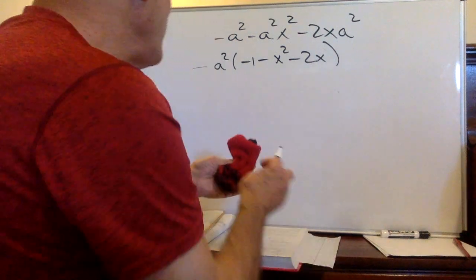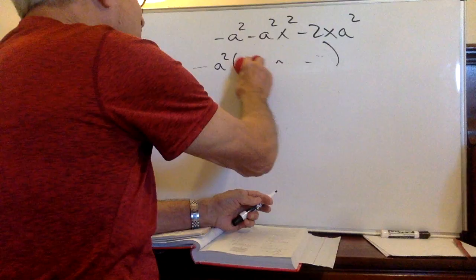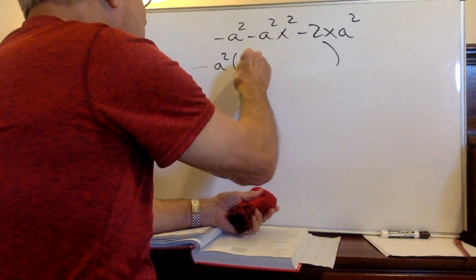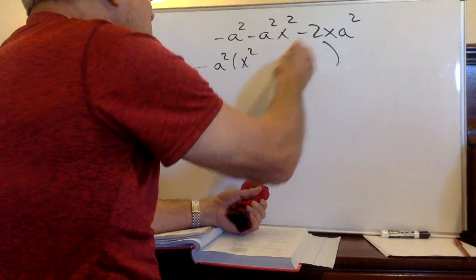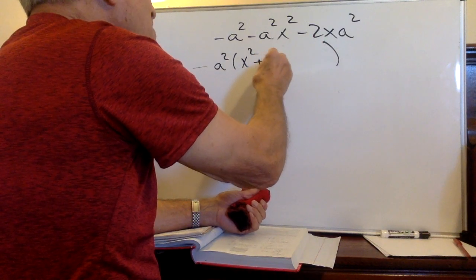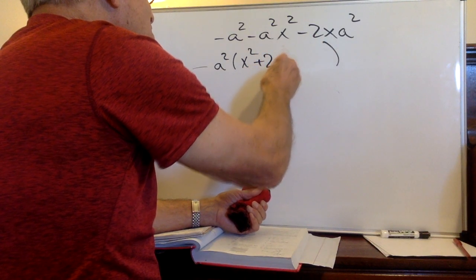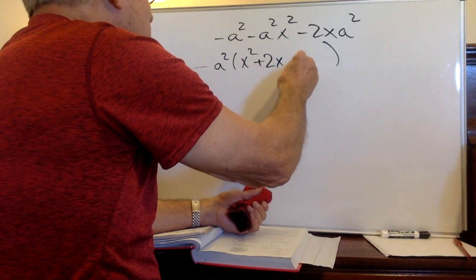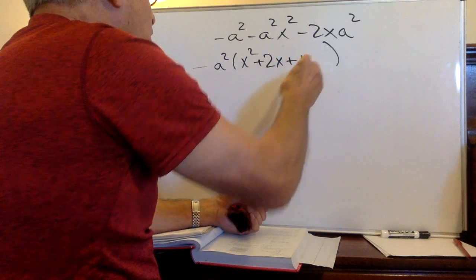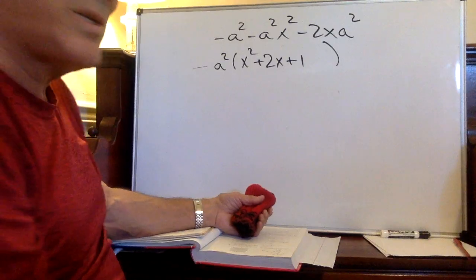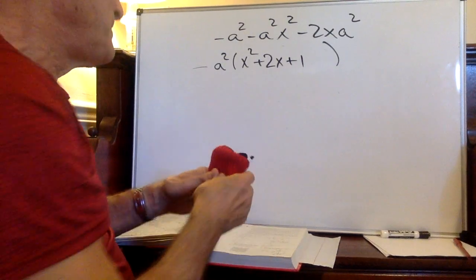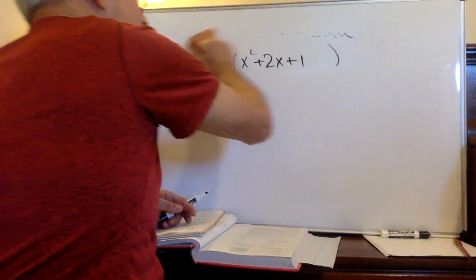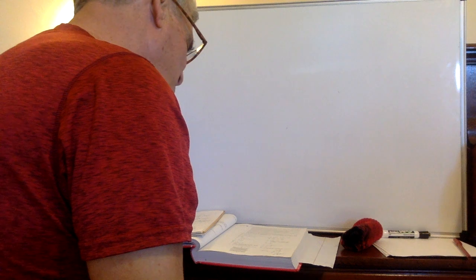Factor out a negative a squared, and it then turns everything positive right off the bat. You get x squared plus 2x plus 1. And then it becomes a whole lot simpler to factor. Okay? That's number 13.